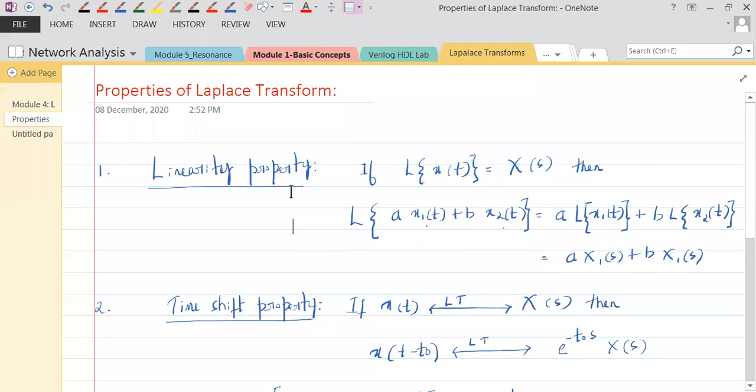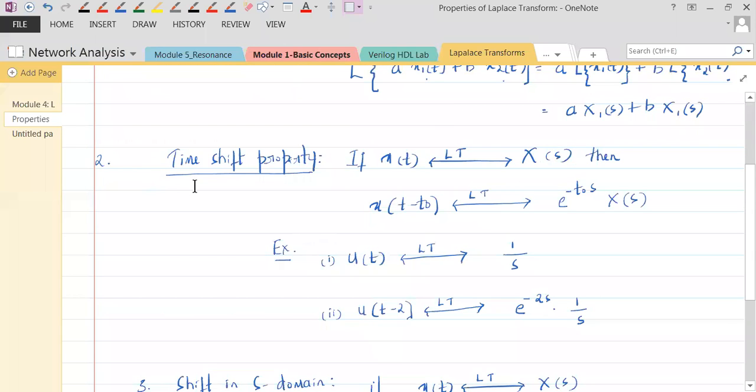Understand that? Similarly, the second property is the time shift property. What is a shift in time? This is time. X of t is the time domain signal. If x of t is the signal, then x of t minus t naught is the time shifted signal. Everybody should understand this. If X of s is the Laplace transform of x of t, what would be the Laplace transform of the time shifted x of t?